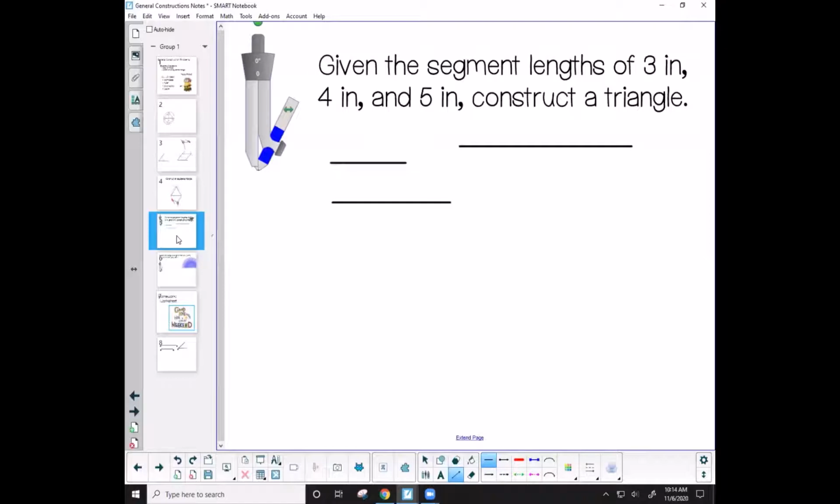Okay, so I had to draw the 3 segments out because we're going to copy them. You could have also taken your compass and just opened up your compass to your ruler to measure out 3 inches, 4 inches, and 5 inches. But since this is the first time we're doing it, I wanted it to be on paper.